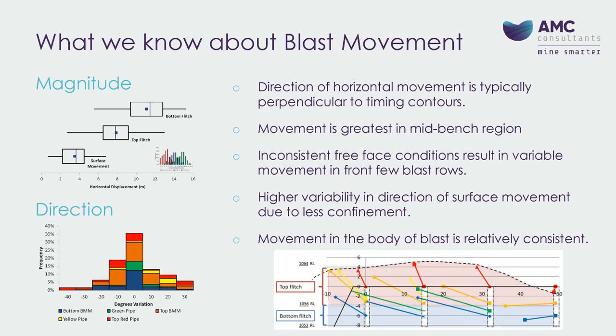We've found that inconsistent free face conditions, by this I refer to choked blasting conditions versus free face, result in variable movement, particularly in the front few rows of the blast. There is higher variability in the direction of surface movement, and this is simply due to the way that the surface of the blast acts as a free face, and hence less confinement. And we've also found that movement in the body of the blast is typically consistent in terms of direction and magnitude.